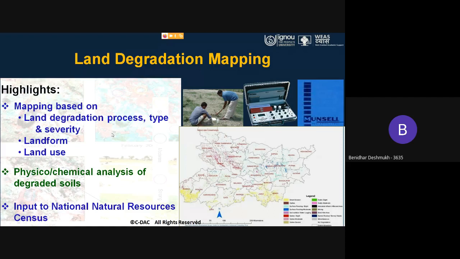Wherein the mapping of this land degradation process was done using different parameters, including the landforms and land use, and also the chemical analysis of the degraded soils. And I mentioned this is a part of the NRC, the NR census project of the Government of India under the ISRO. So this is called the National Natural Resources Census. The census is carried out every 5 years.